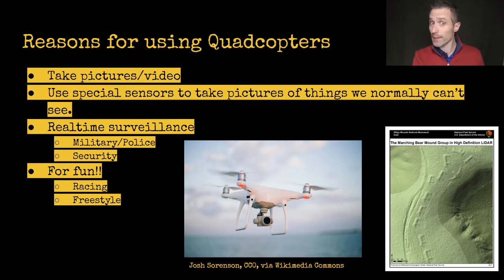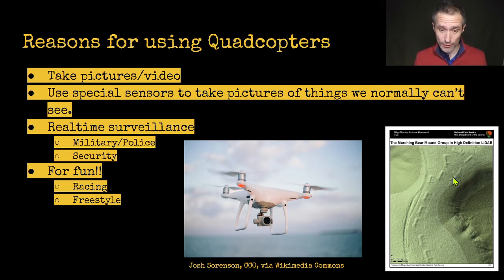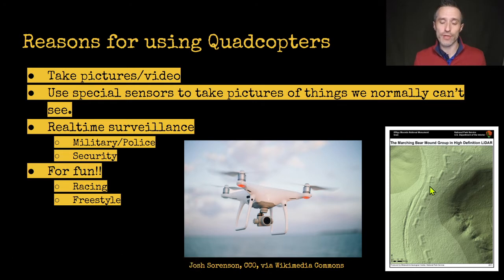Scientists use them with special sensors. For instance, if we look here on the screen, it says the Marching Bear Mound Group in high definition LiDAR. What we've been able to find is things that the human eye can't see and normal pictures haven't been able to see. Maybe in the South American rainforest, they've got thick trees. Now, this isn't in South America, but they've got thick trees over the rainforest, but they're able to use LiDAR, which is a laser being shined down and bouncing back, and they're able to take better pictures through the plants to get a better picture of what is under the forest floor. So we're able to use different sensors and get a lot of really cool information.